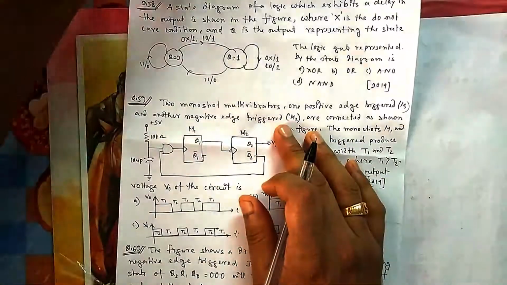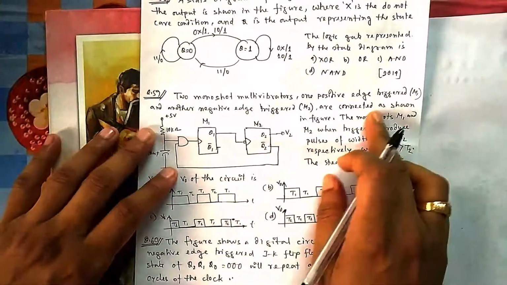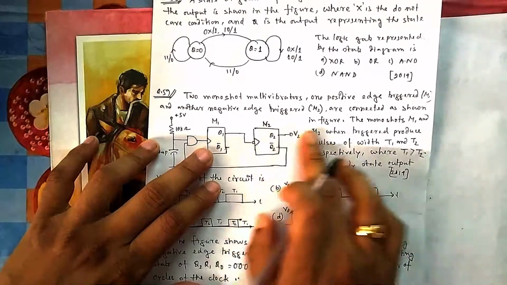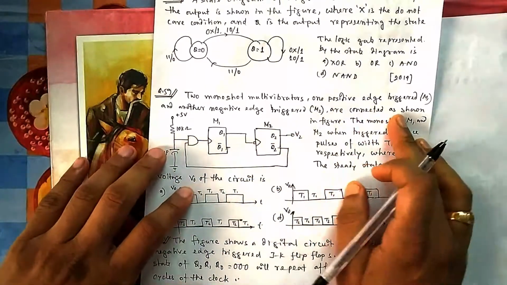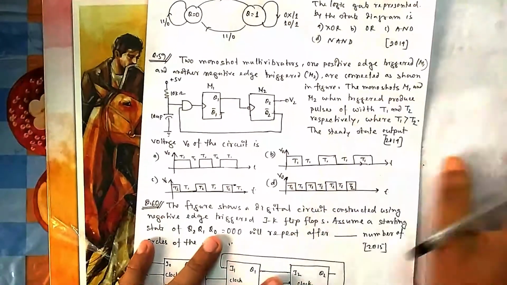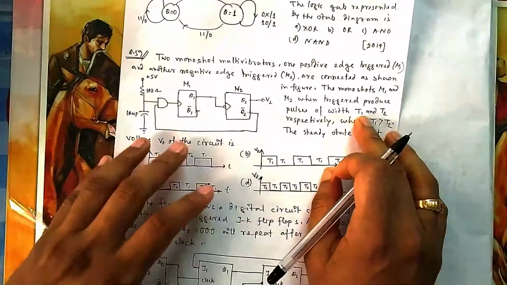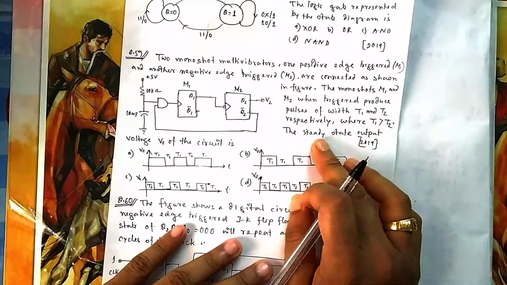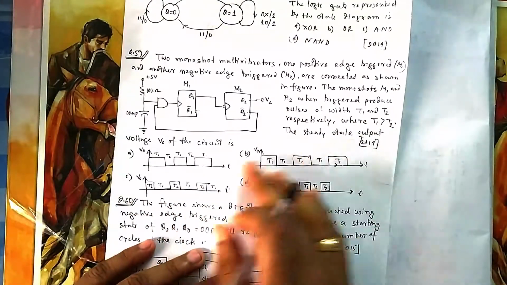Two monoshot multivibrators, one positive edge triggered and one negative edge triggered. You can see one positive edge, one negative edge; the bubble is nothing but negative edge. They are connected as shown in the figure. The monoshots M1 and M2, when triggered, produce pulses of T1 and T2 width respectively, where T1 is greater than T2. The steady state output of V0.